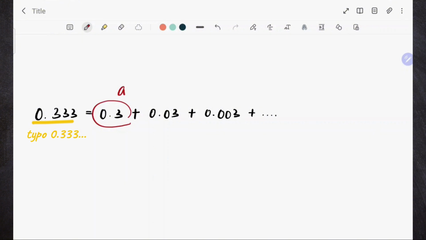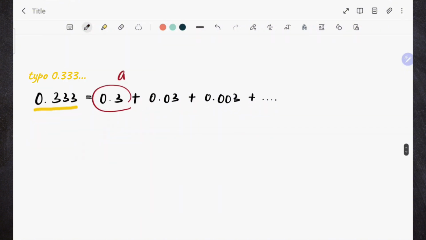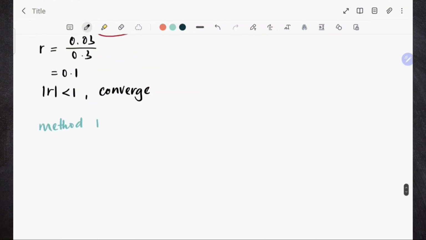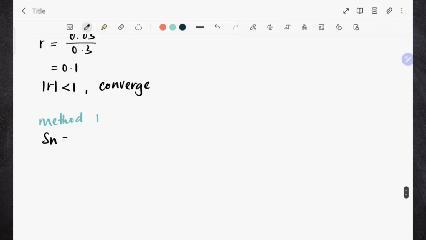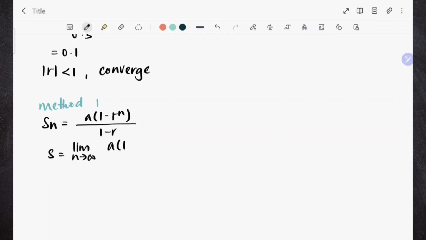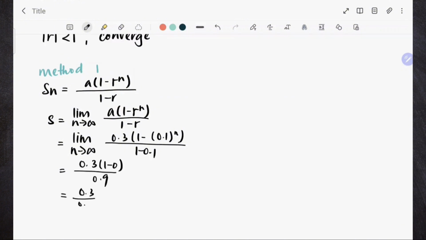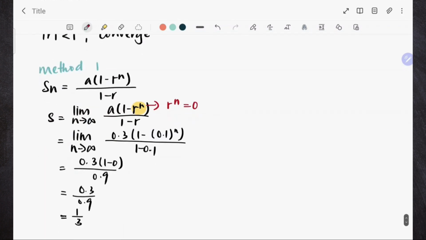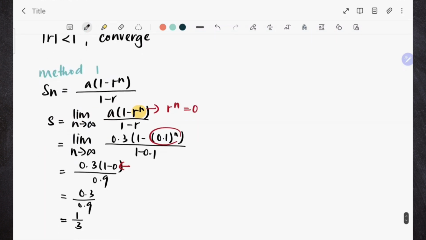So this is our first term, which is our a. And how can we find our ratio? Our ratio can be calculated by taking the second term divided by the first term. Note that our r is less than 1, so the series converges. So method 1 is explained if you use the geometric series. If you use the geometric series, you have to know that r to the power n, when n is approaching infinity, goes to 0. So for the final answer, you will get 1 over 3.